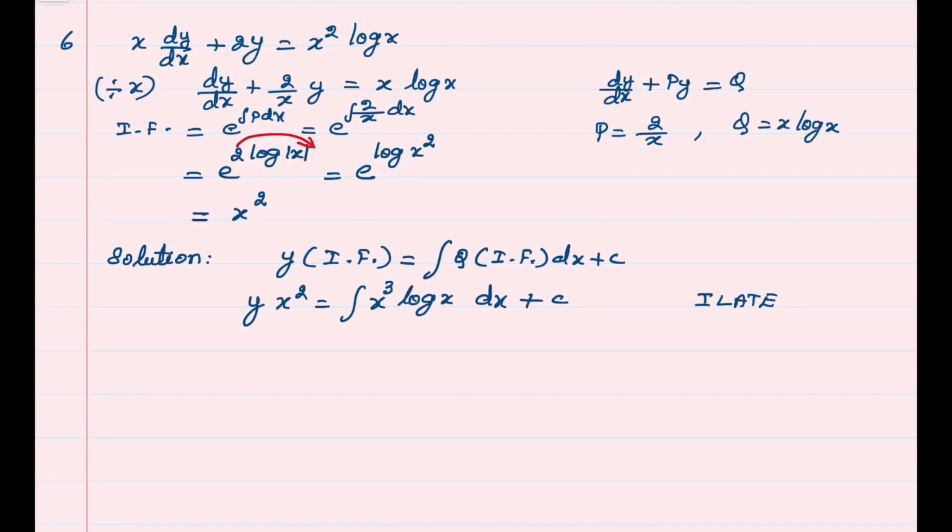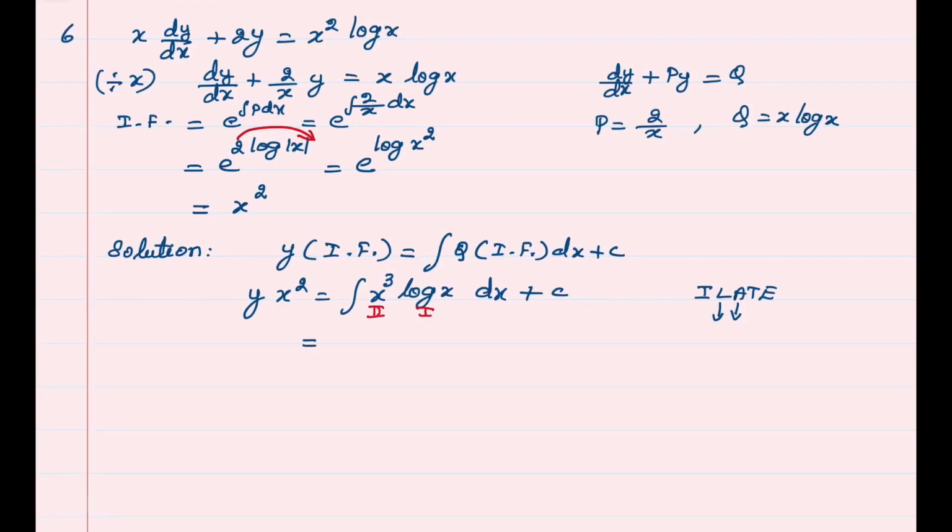X cube is an algebraic function. Log x is a logarithmic function. L comes first, so log x is the first function and x cube is the second function. First function into integral of the second function. Integral of x cube is x raised to 4 by 4, minus integral of differential of the first function. Differential of log x is 1 divided by x, into integral of the second function dx plus c.